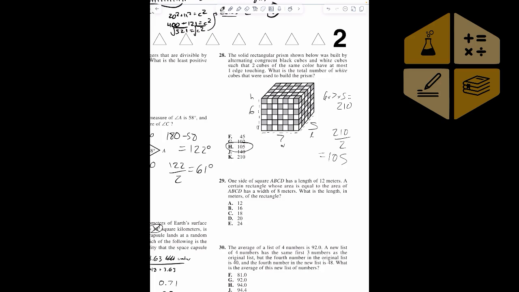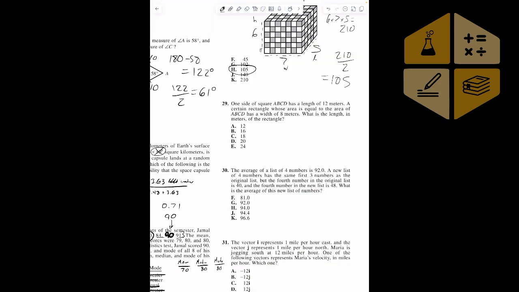That's why 28 is H. 29. One side of square ABCD has a length of 12 meters. I'm going to go ahead and draw that. So here's ABCD, with a length of 12. So here's our square. Okay, it has a length of 12.